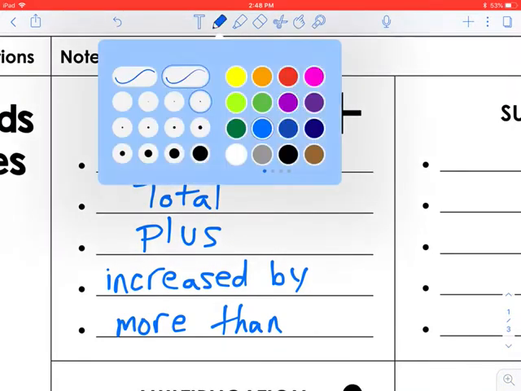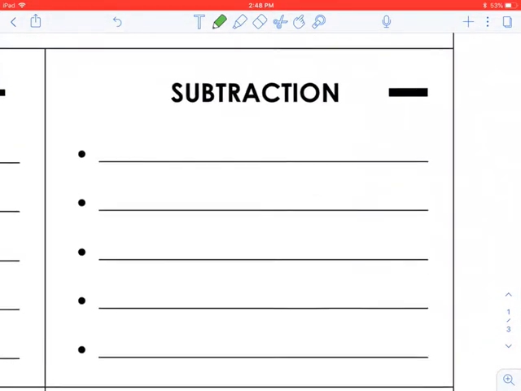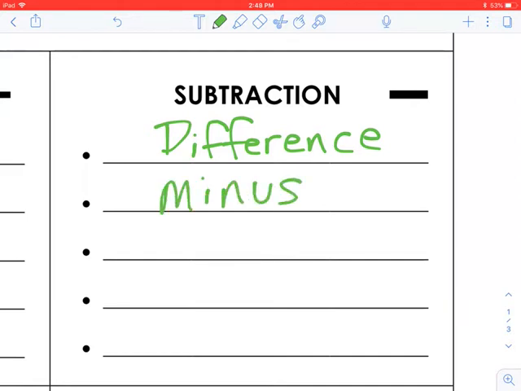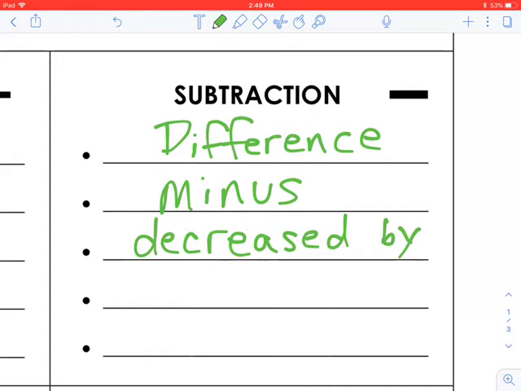Now looking at subtraction, just like the sum, we have the difference. The difference means subtract the two. Again, another obvious one is minus. And something like instead of increased by, we have decreased by. If something decreased by 7, you're subtracting 7.